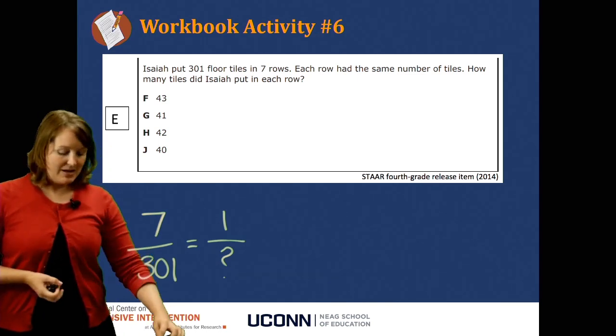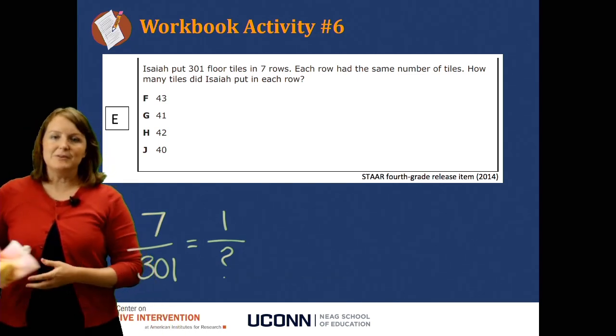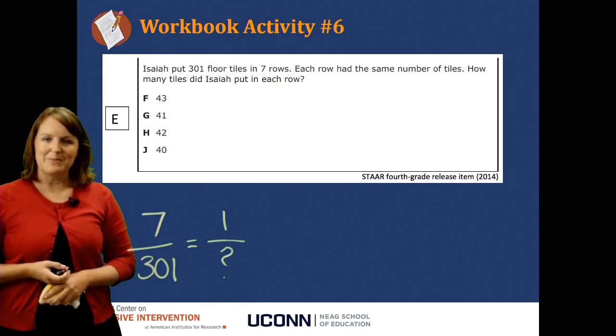So problem E is really an equal groups problem, but can also be solved as a ratios and proportions problem.